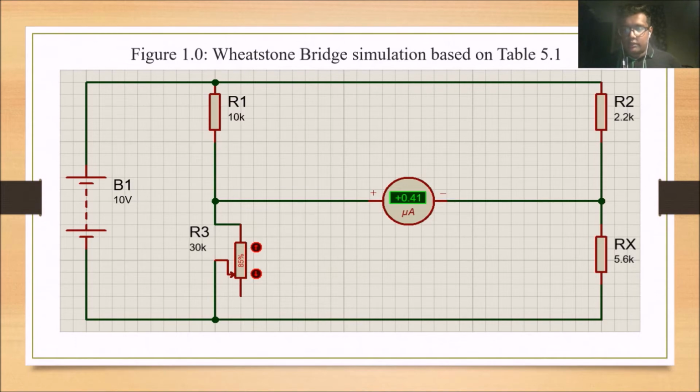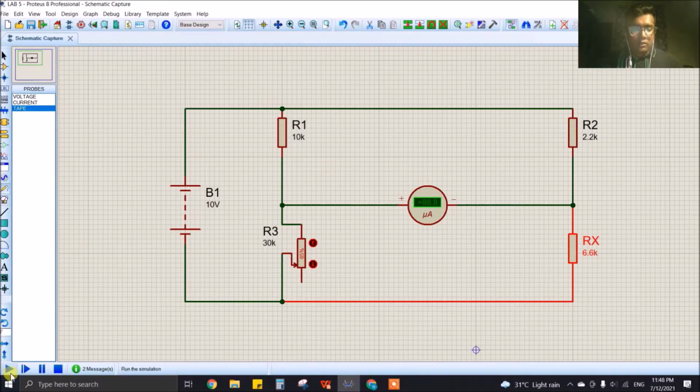into the simulation. So let's run this simulation again. As you can see, we obtained a negative 35.9 microampere. So we need to adjust this variable resistor.